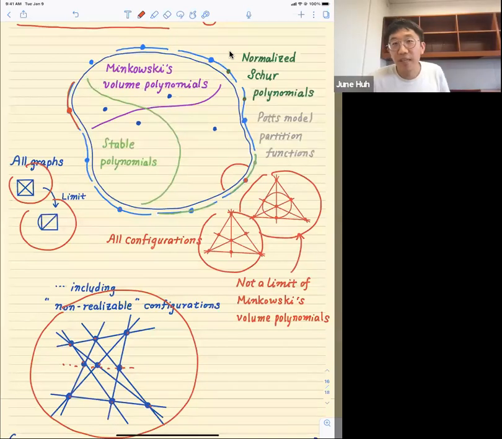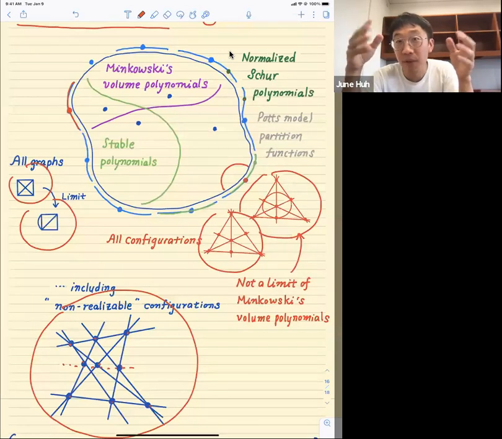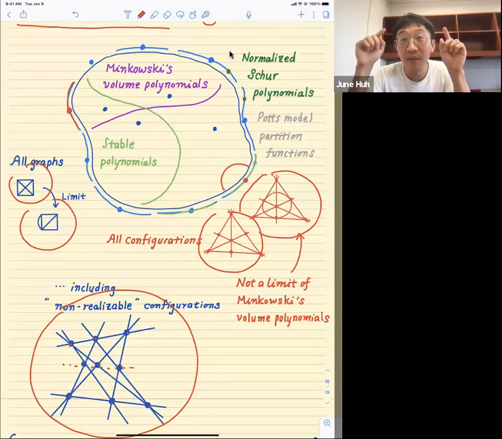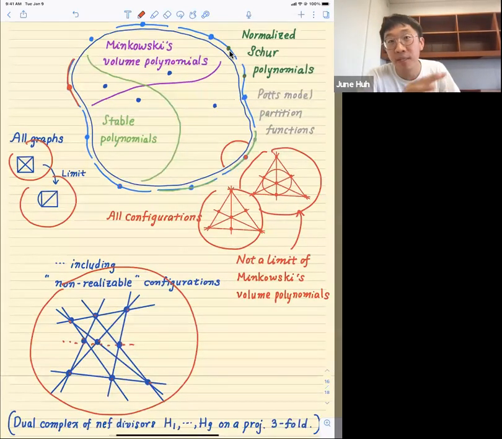I mean, you can get many sub-problems by specifying a specific polynomial that's given by combinatorics or whatever, and ask whether that specific polynomial is a volume polynomial of a projective variety. Or you can ask a rather general problem: to write down any single Lorentzian polynomial that is provably not a volume polynomial. And these two have a very different flavor.